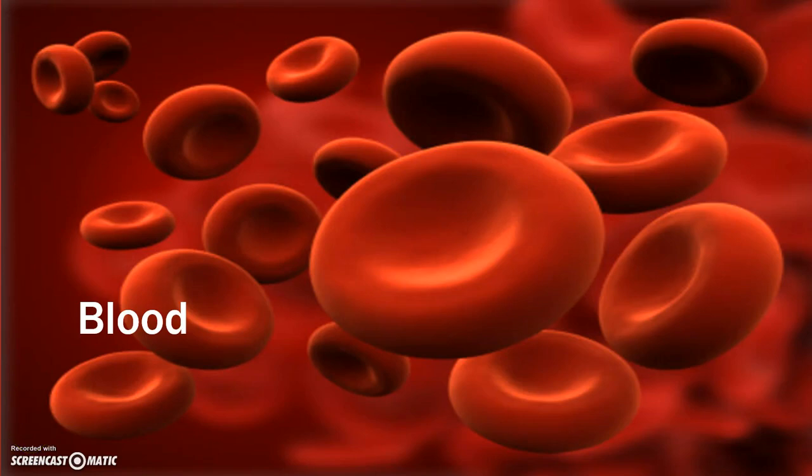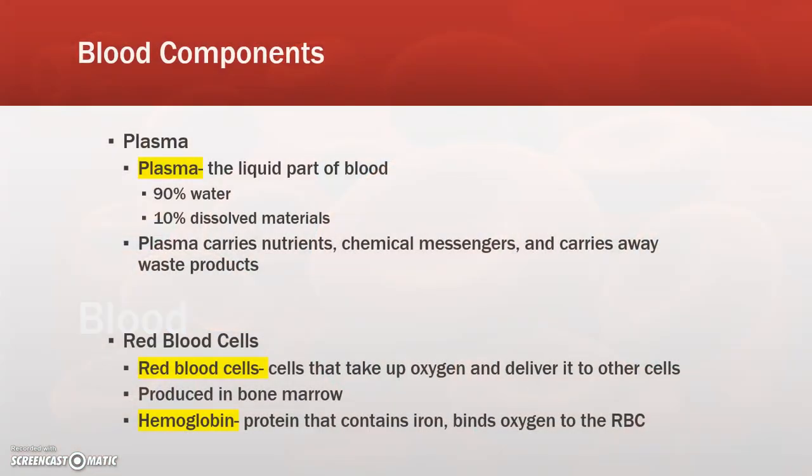Okay, so today we're going to talk about your blood. So what makes up your blood, what are the components, and how do we tell blood types apart? Because as you probably know, blood types are very different. So your blood basically has four components, and the first is plasma.